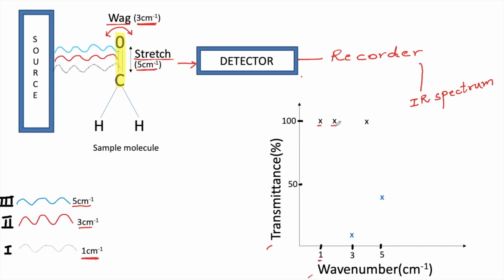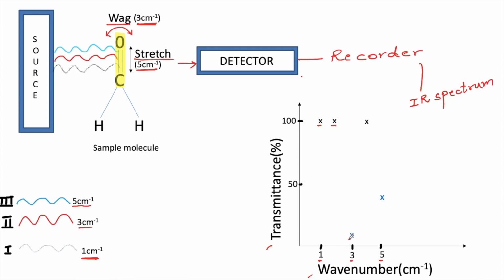In case second, corresponding to wave number 3 per centimeter, and in case third, corresponding to 5 per centimeter, we know that absorption took place. Now it's not the case that 100% of the light will be absorbed by the carbonyl group. As you can see here, corresponding to wave number 3 per centimeter, I have shown that 20% of the light is getting transmitted and 80% of it is absorbed by the carbonyl group.